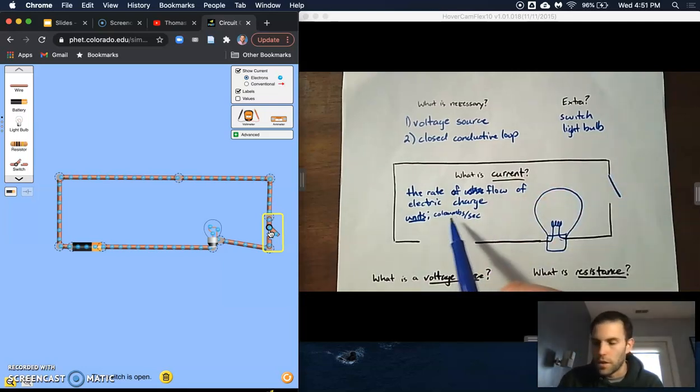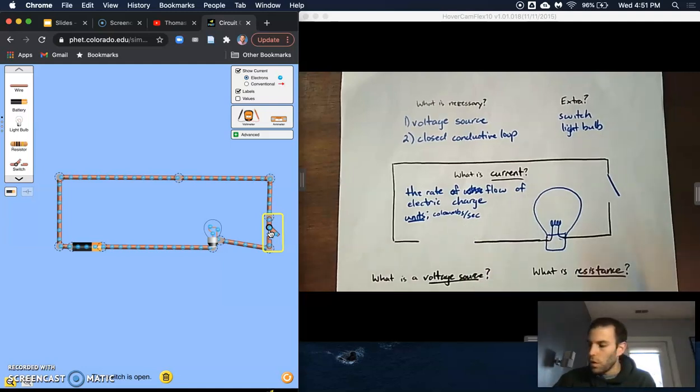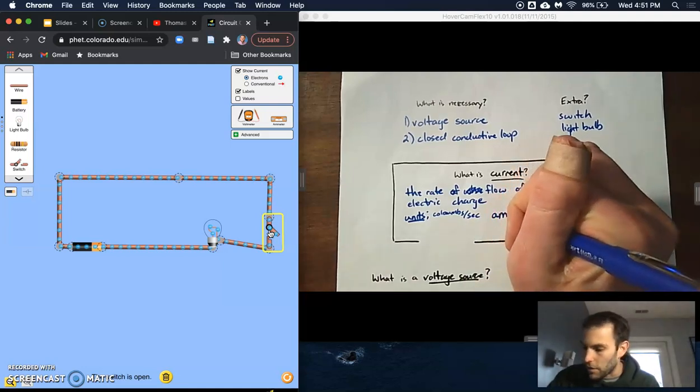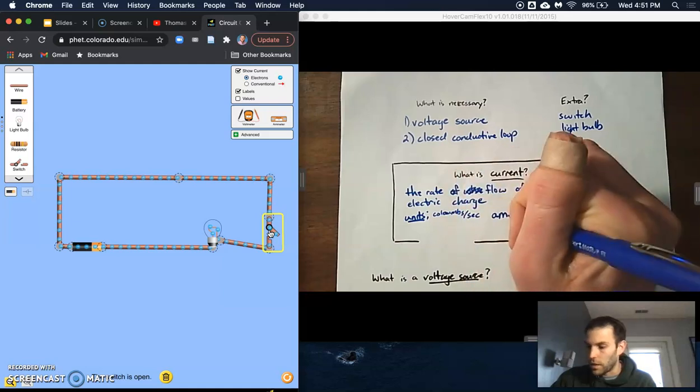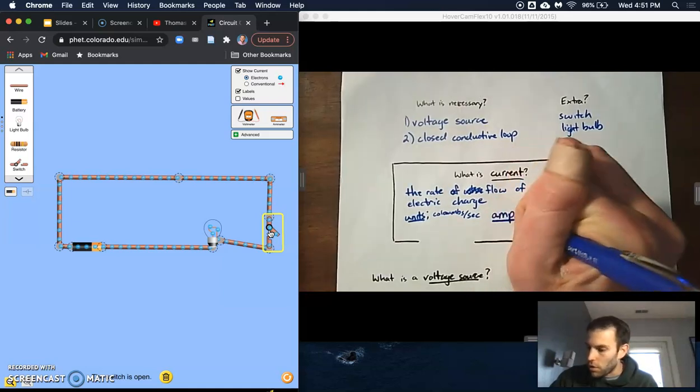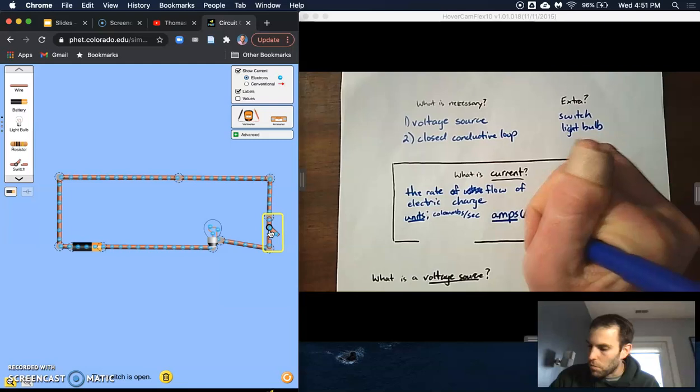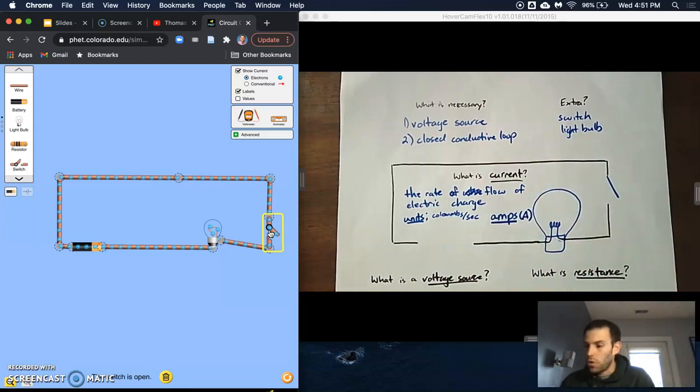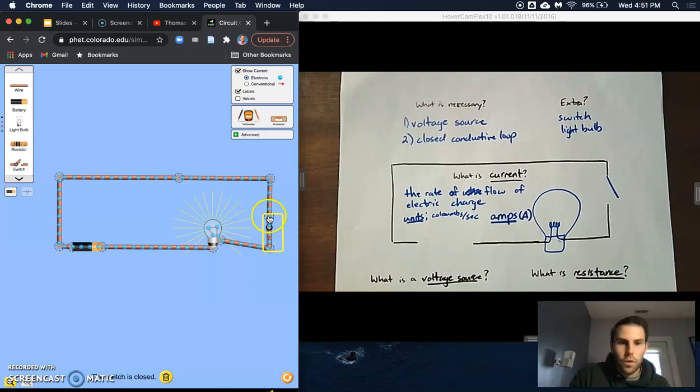However, you will never see these units for current. What we'll always talk about is amps instead. So amps, it's the same thing. Coulombs per second is the same thing as amps, but current is always going to be measured in amps, and it's abbreviated with this A. So that's what current is. When we connect this, we see electrons flowing through. That's a flow of charge going through our circuit.